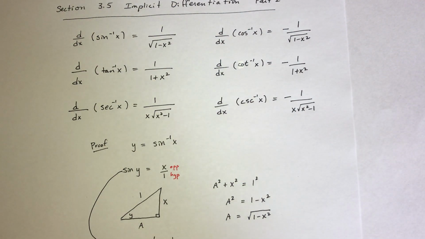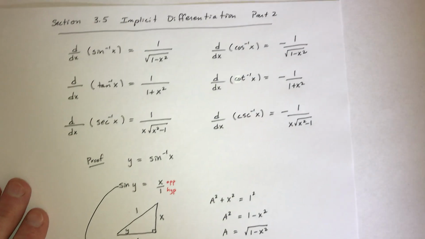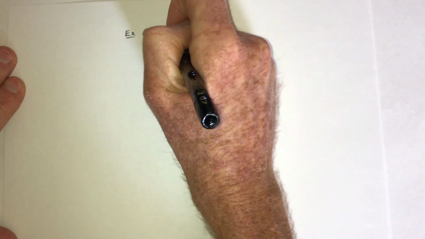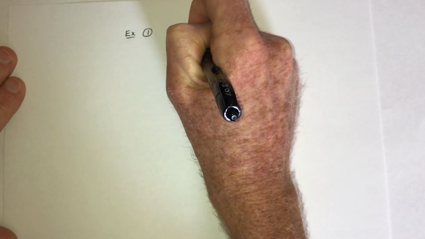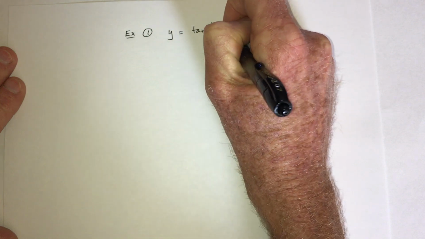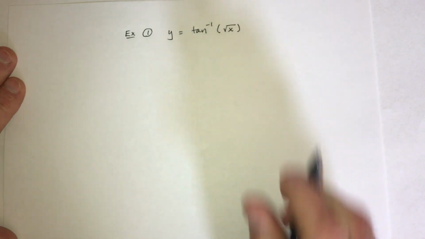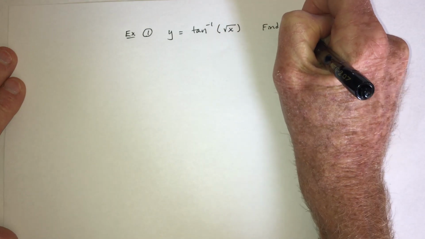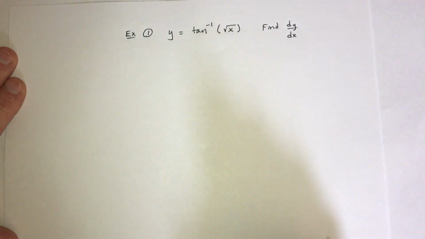Okay, now let me show you some other examples. So for example number 1, using these new inverse trig functions. Suppose that y equals tangent inverse of the square root of x. Find the derivative dy dx.